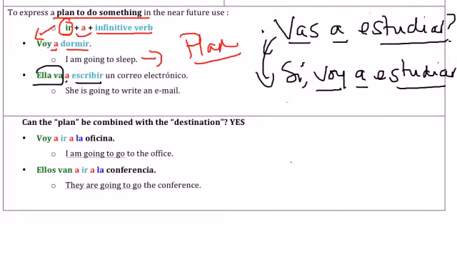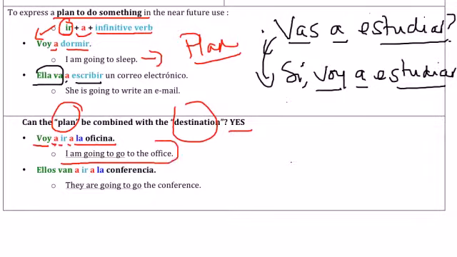And finally, can I combine the plan with the destination? Of course. So if you look at the color-coded, and it's a little confusing, but I'm going to draw it out for you right here. Ir is going to be voy, and then your preposition a, and then ir a la oficina. So this is a plan to go to a destination right here. Voy a ir a la oficina. Again, van a ir a la conferencia. This is a plan to go to the conference.